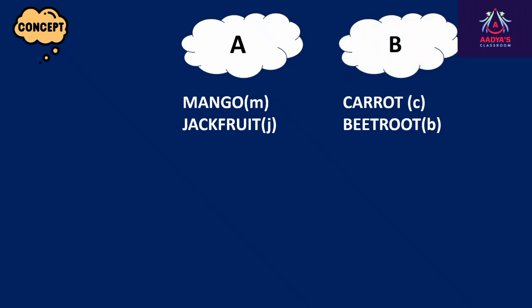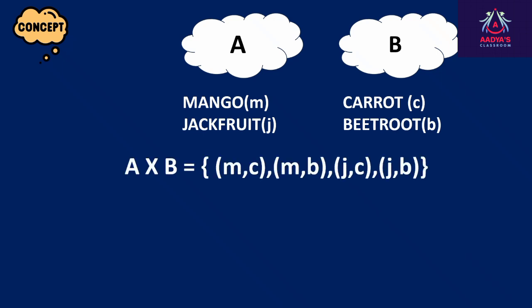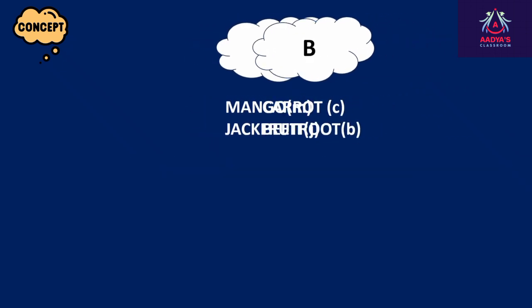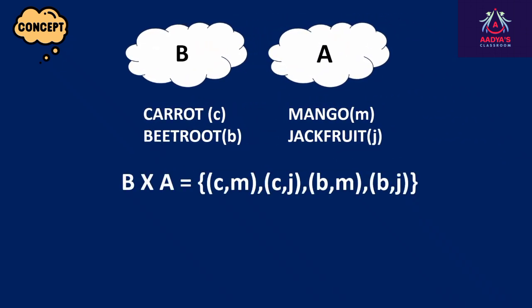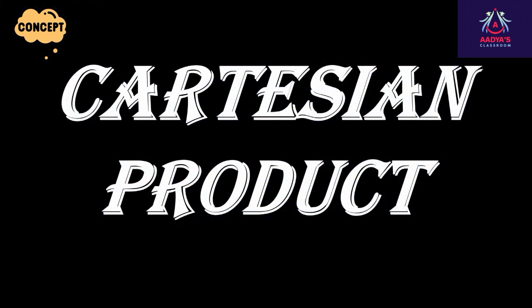Now, how do we pair this up? Well, it's simple. We're going to take A cross B. And A cross B would be (M, C), (M, B), (J, C), and (J, B). What if we reverse this and do B cross A? Then it would be (C, M), (C, J), (B, M), and (B, J). What we did just right now, that is A cross B and B cross A, is what we call the Cartesian product.